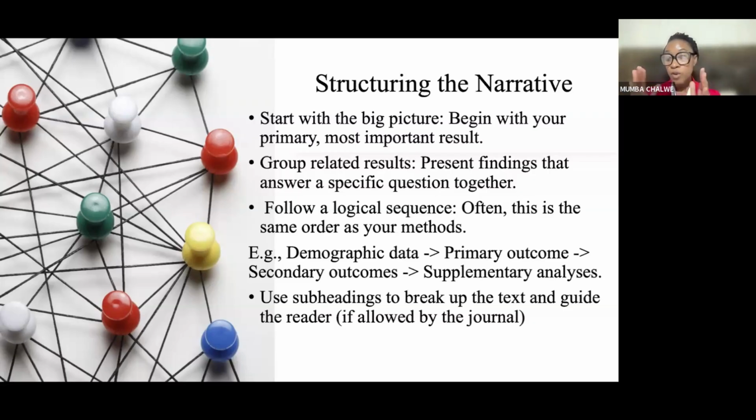And then you go to your primary outcome. What is it that you are looking at? Then you look at your secondary outcomes. And finally, you include your supplementary analyses. Depending on the journal you're submitting to when you're writing up your manuscript, it would be nice to put subheadings in, to guide the reader as to what they're looking at.